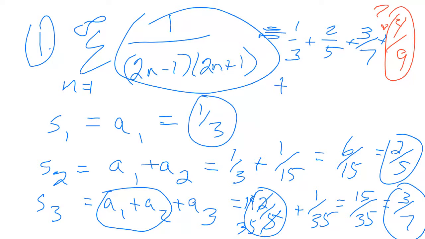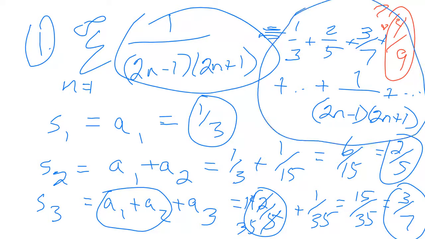Keep going, and then the nth term, right? So 1 over, and this is where I liked using k's, but anyway, the book uses n here. So that one, right? But then we keep going, right? Plus dot dot dot. So it keeps going. So this is actually a written out version, right?